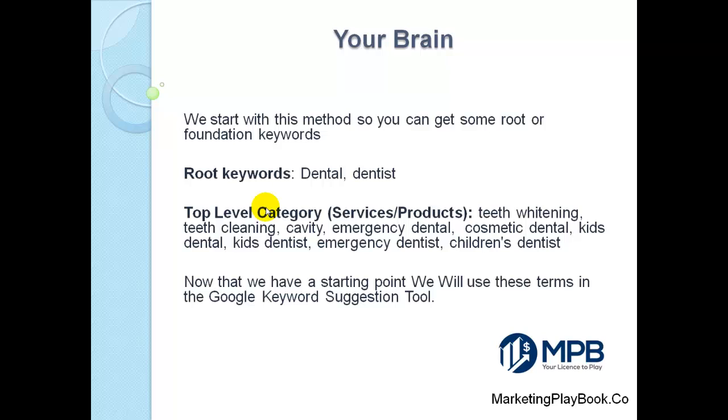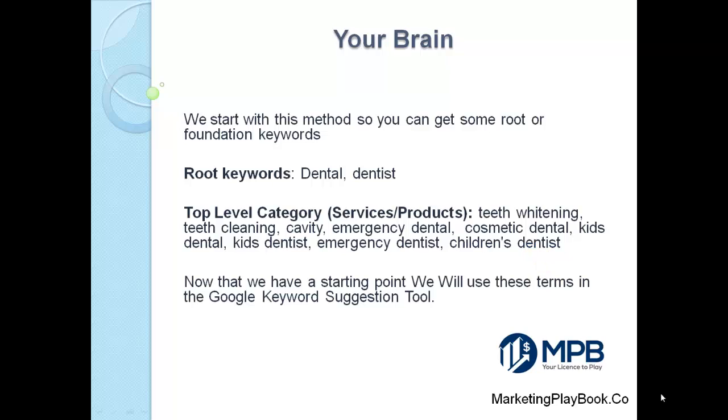Next up, we're going to have the top-level category of services and products. So if you are a carpet cleaner, it'd be carpet cleaning. If you're roofing, plumbing. And those services around that particular industry. For us, being a dental practice, we're going to do teeth whitening, teeth cleaning, cavity, emergency dental, cosmetic dental, kids dentist, emergency dentist. So try to think of top-level categories that people might be searching for. What we're not looking to do is really write down any long-tail keywords. So we want to keep keywords down to either single keywords or just two keywords in the phrase.